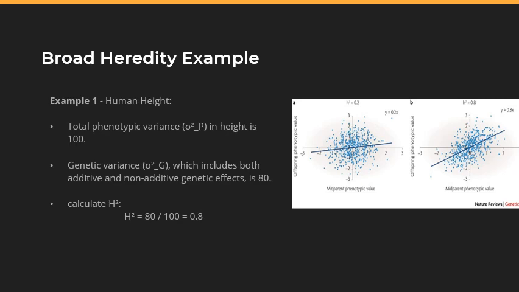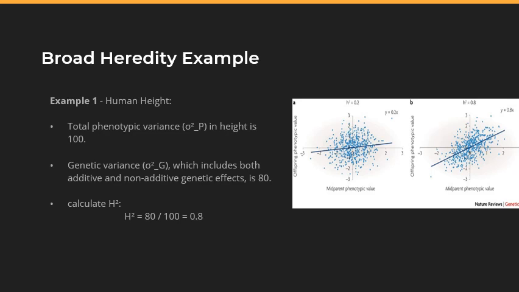So I've included an example of broad sense heritability. Let's say researchers study human height in a population and find that the phenotypic variance in height is 100. After conducting genetic analysis, they determine that the genetic variance, which includes both additive and non-additive genetic effects, is 80. So then we'll use the formula to calculate H squared.